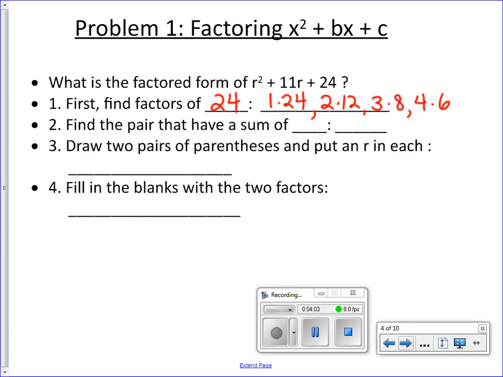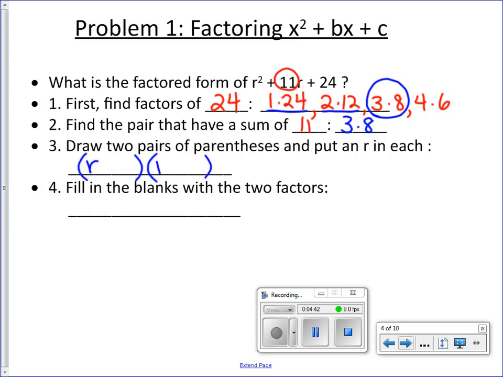Step 2 is to find the pair that have a sum of 11. Okay, because we want to get 11 in the middle. Well, we can do this in our heads. Looking at the first pair, if we took 1 plus 24, we'd get 25. 2 plus 12 is 14. 3 plus 8 would give us 11. All right, so step 3 then is to draw two pairs of parentheses. In other words, we're going to form our binomials.